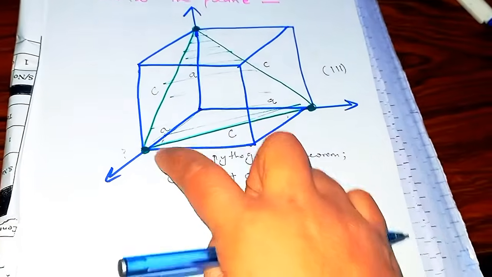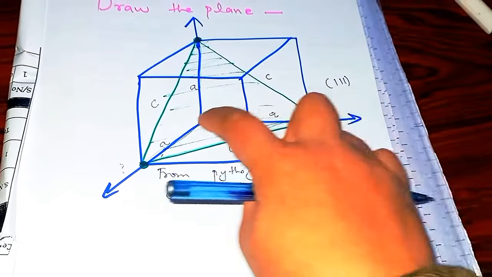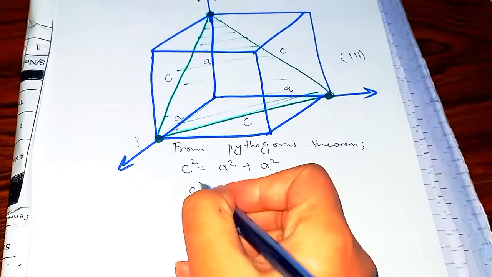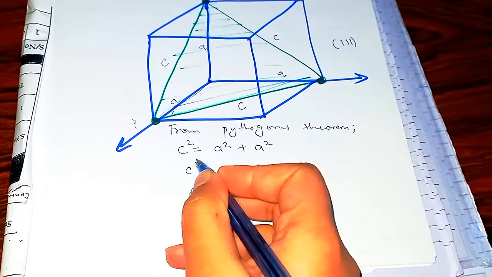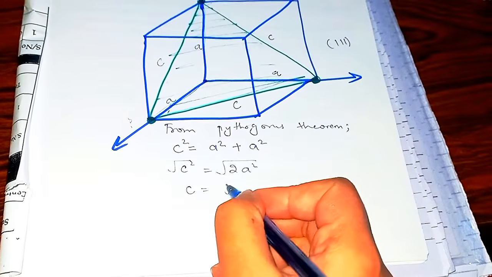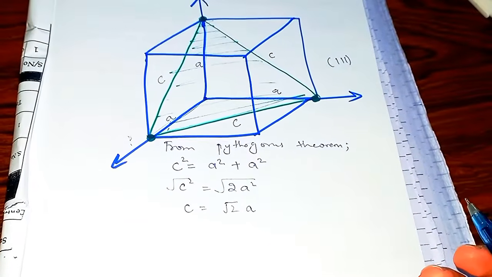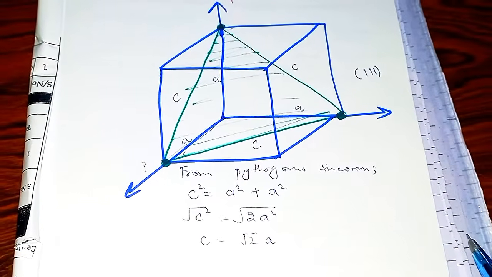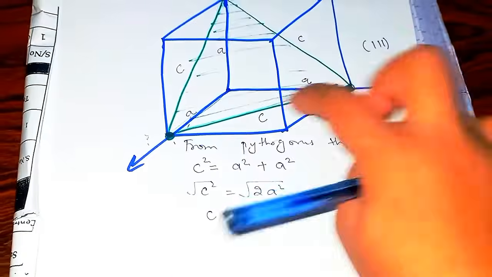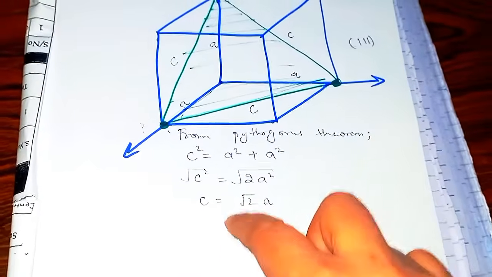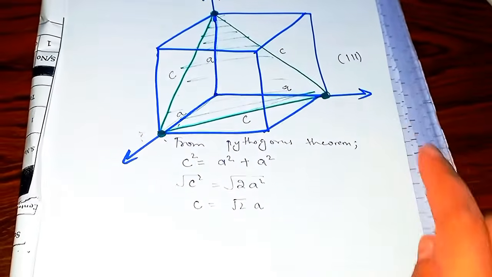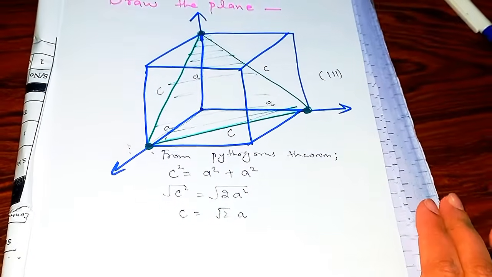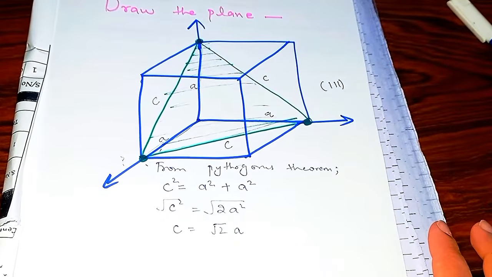We can write that hypotenuse square equals base square plus perpendicular square. So c square equals 2a square, and taking the square root on both sides, c equals under root 2a. So this is the hypotenuse, and this same length will be obtained if we do the calculation for this side and for this side as well. So all these lengths are equal to each other.